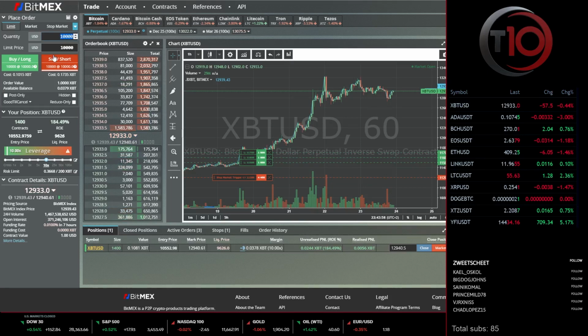So of course, if you get liquidated with an isolated position, then you will only lose the margin you spent for the trade.